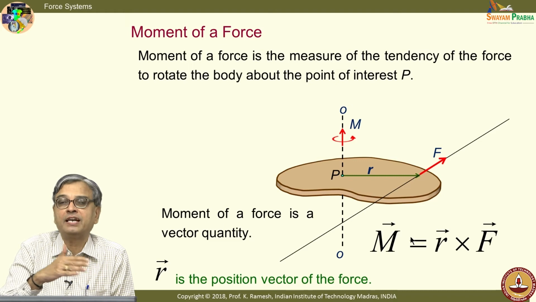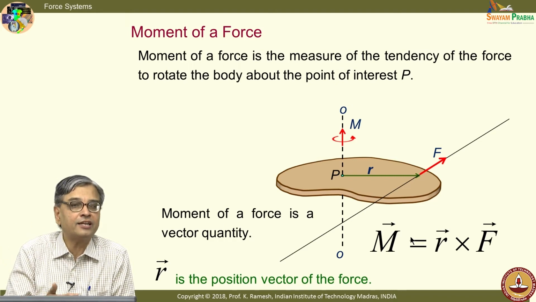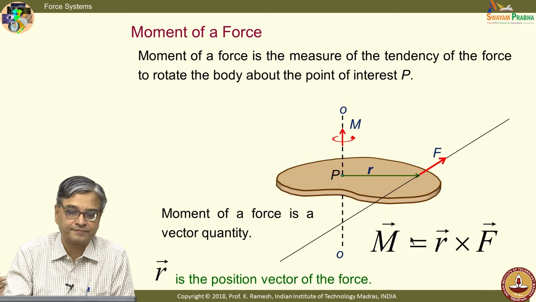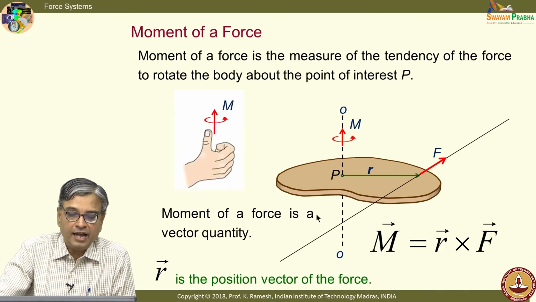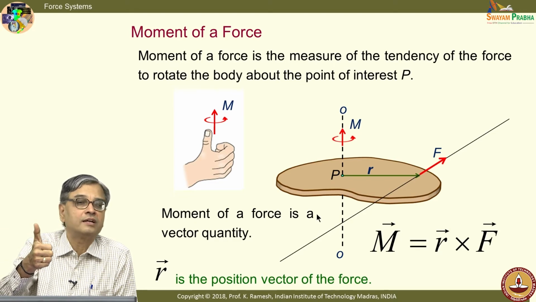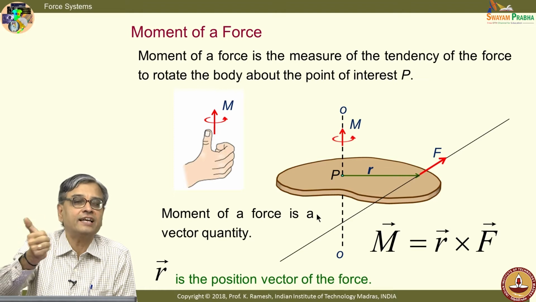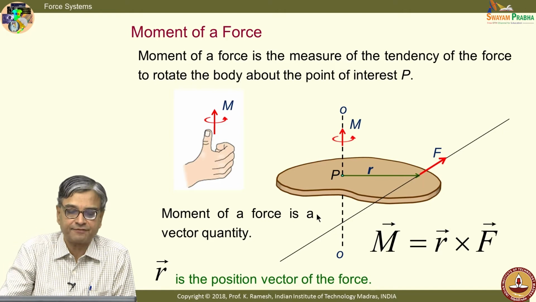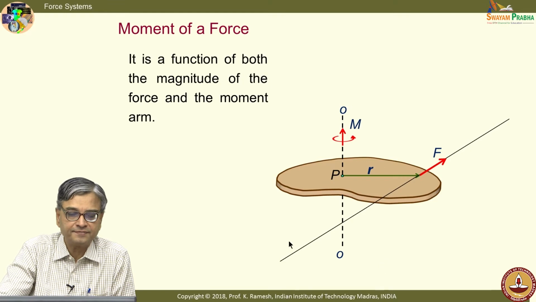So, if I have multiple moments acting on the body, if they all meet at a point, I can use vectorial addition and get the resultant. And I use the right hand rule and I find out what is the direction of the moment. Anti-clockwise is taken as positive, clockwise is taken as negative. This is what is summarized in the next slide.